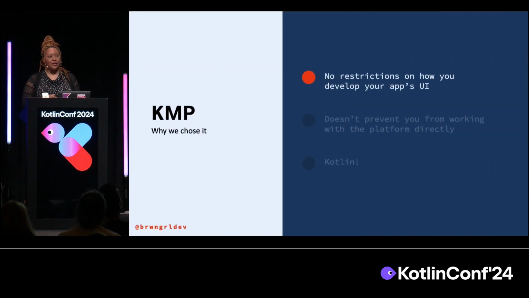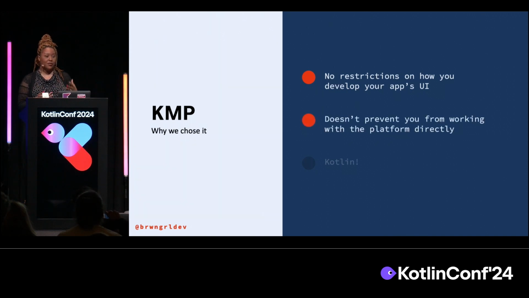So first, KMP didn't impose any restrictions on how we developed our app's UI. We wanted to work with the latest declarative frameworks like SwiftUI and Jetpack Compose, and KMP didn't stand in the way of allowing us to do that. Also, it doesn't prevent you from working with the platform directly. Whenever there's some tasks that can't be solved using the shared code, then you can use the expect/actual pattern to just seamlessly write platform-specific code.